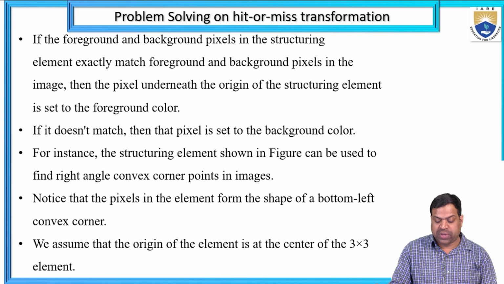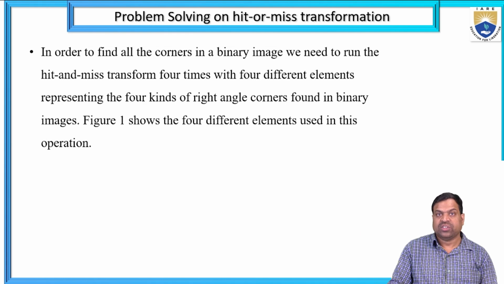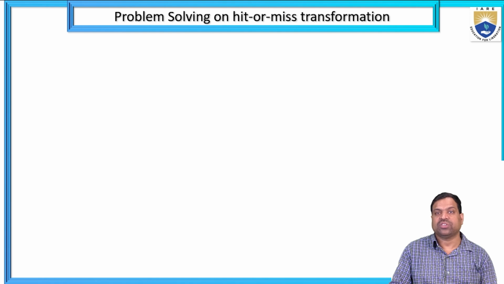If the pixel elements form the shape of a bottom-left convex corner, we are assuming that the origin of the element is at the center of the 3 by 3 element. So in order to find all the corners in a binary image, we need to run the hit-or-miss transform 4 times with 4 different elements, corresponding to the 4 kinds of right-angle corner found in binary images. Figure 1 above shows the 4 different elements used in the operation.